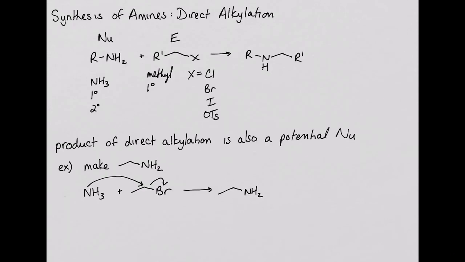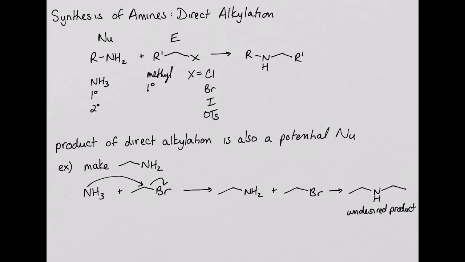However, notice that this desired product is a primary amine, which is also capable of direct alkylation. It can therefore react with another molecule of the ethyl bromide to produce a secondary amine product. Notice that this undesired product is a secondary amine that can then react again with another molecule of ethyl bromide.